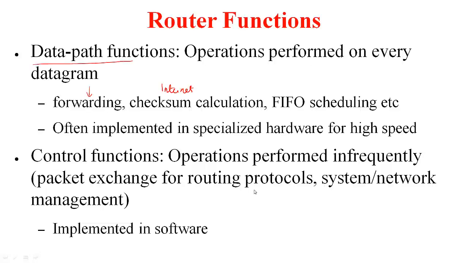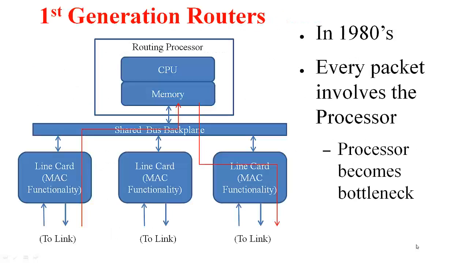The data path functions are often implemented in specialized hardware for high-speed purposes. Basically, as soon as you get a packet, you want to send it out as soon as possible. For this, you need to process it really fast. The control functions are those operations that are performed infrequently, for example, packet exchange for routing protocols or system or network management. These are often implemented in software.